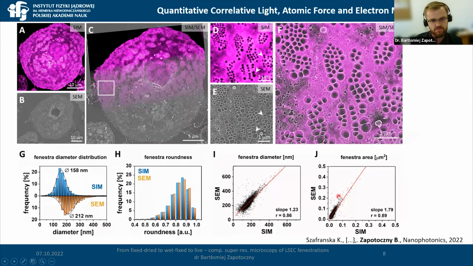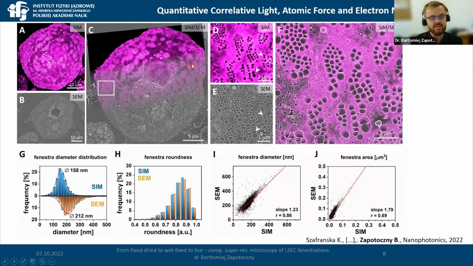But that was not all for us. We wanted to somehow prove whether these methods can or cannot be used interchangeably. So we wanted to find not only 2 techniques, but we used 5 techniques, all with nanoscopic resolution, to address the same fenestrations in a one-to-one manner. Firstly, we used SIM, structured illumination microscopy, which also enables us to see the fenestrations. And this is a wet fixed, so formaldehyde fixed, sample.